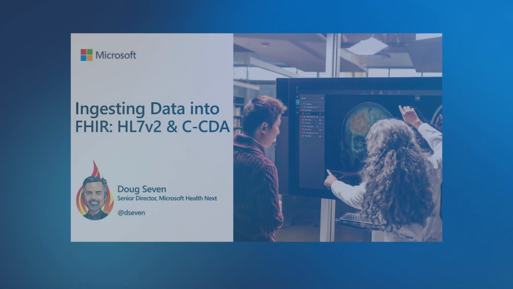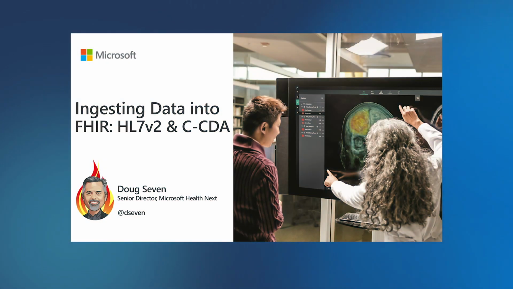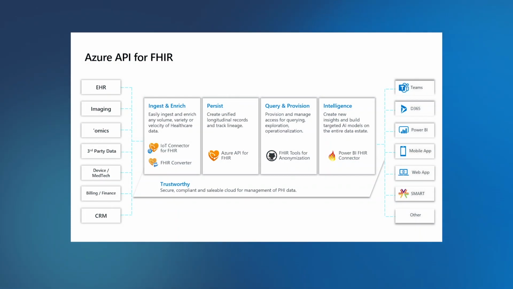API for FHIR. In this video, we'll be looking at how to ingest data into FHIR, specifically HL7v2 and CDA data. One of the things we often hear from people is that they have healthcare data they want to use in the Azure API for FHIR. However, it's not already in FHIR format. Maybe it's HL7v2 messages, maybe it's CDA documents. Whatever the case, the need is there to convert that data from its original format or its legacy format into FHIR. The FHIR Converter is an open source tool.